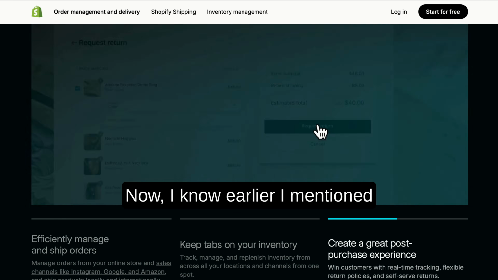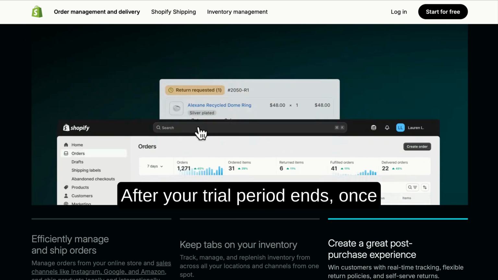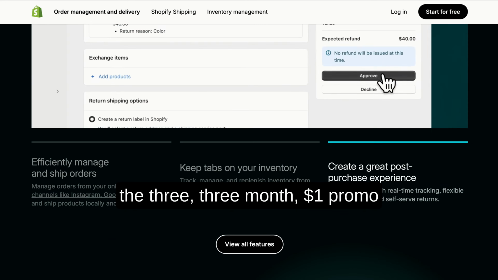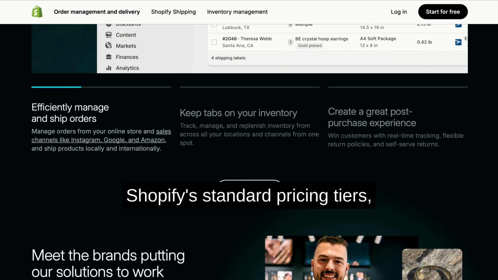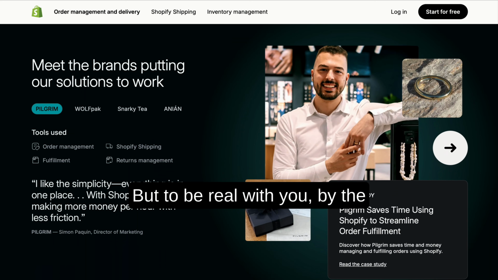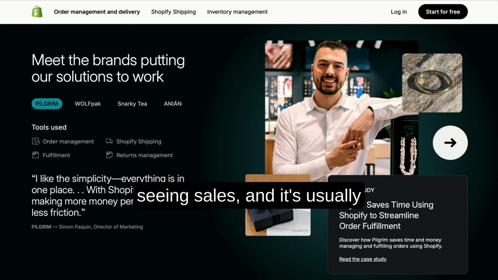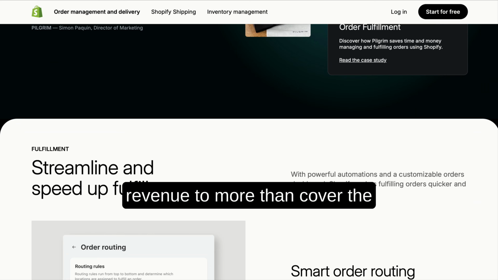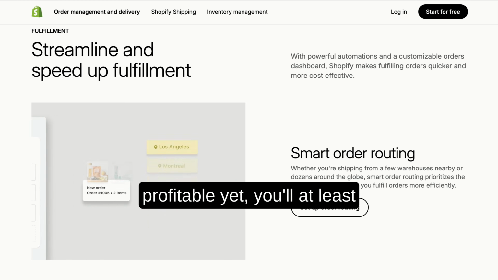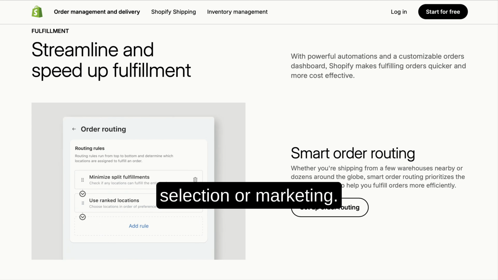Now, I know earlier I mentioned that Shopify isn't perfect, and another thing some people worry about is the monthly cost after your trial period ends. Once the 3-month $1 promo pricing finishes, you'll move on to Shopify's standard pricing tiers depending on which plan you choose. But to be real with you, by the time you reach that point, if your store is running and you're seeing sales, it's usually not a problem because your business is generating enough revenue to more than cover the monthly subscription. And even if you're not fully profitable yet, you'll at least know whether you have something worth pushing forward or if you need to pivot your product selection or marketing.